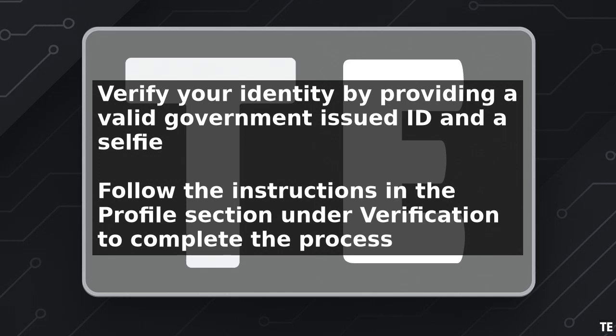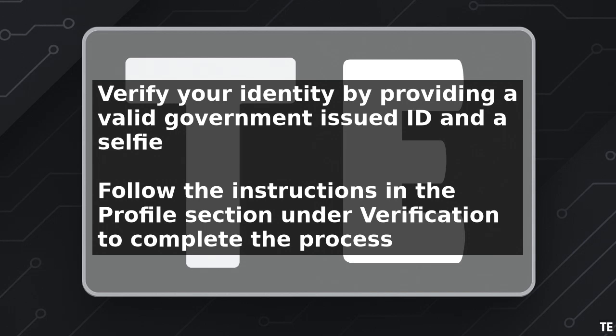Once your identity is verified, you can start buying cryptocurrencies. To do this, go to the Crypto section, select the cryptocurrency you want to buy, and tap on the Buy button. Enter the amount you want to spend, and confirm the transaction. You can pay using your debit card, credit card, or bank transfer.